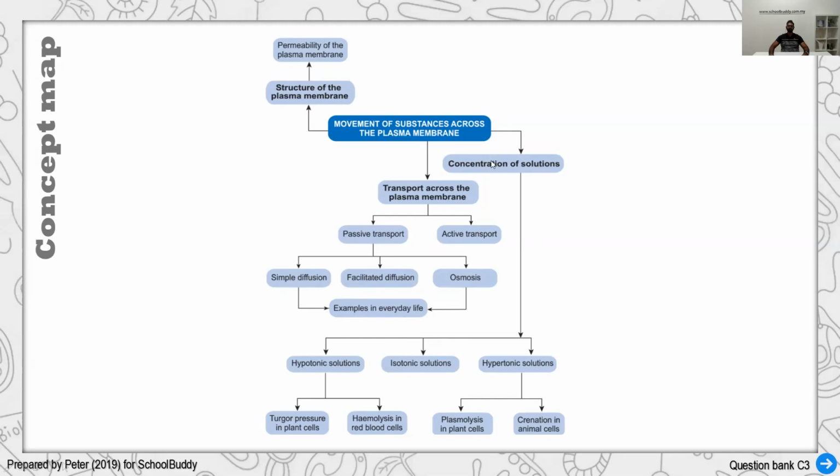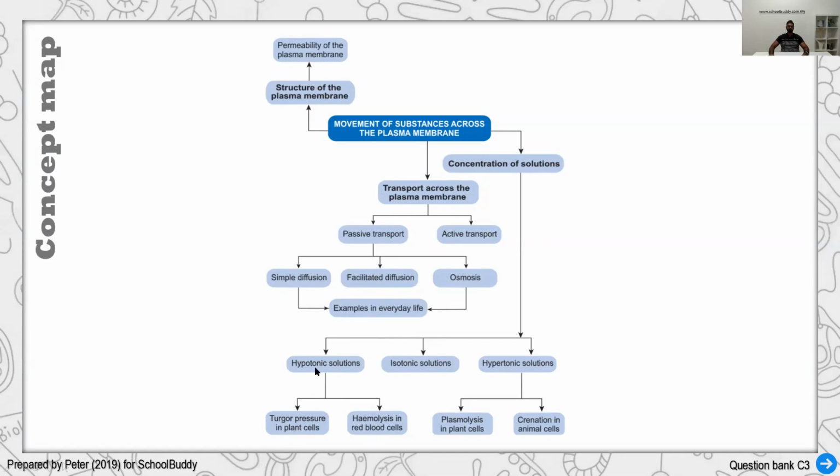We also learned about the concentration of solutions. Solution concentration can be divided into isotonic, where water in and out are the same, so the shape of the cell is the same. Hypotonic solution is less concentrated compared to the cell, so water will actually go into the cells. When water goes into plant cells, they become turgid.